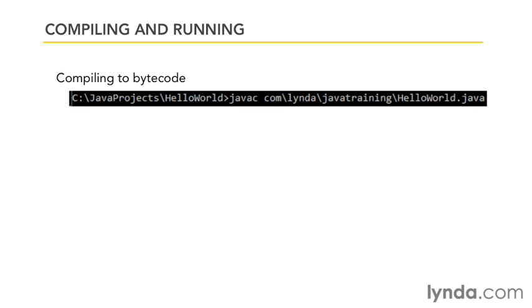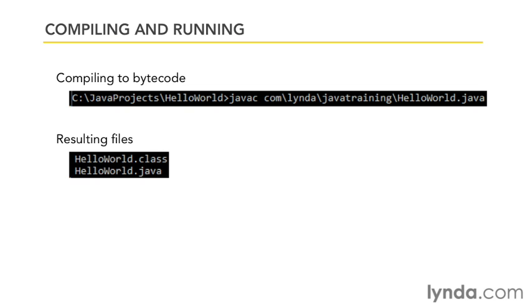Notice that I'm prefixing the name of the file with a slash-separated syntax, com/lynda/javatraining/ and then the name of the file. This screenshot comes from Windows, so I'm using backslashes, but if you were working on Mac, you would use /.